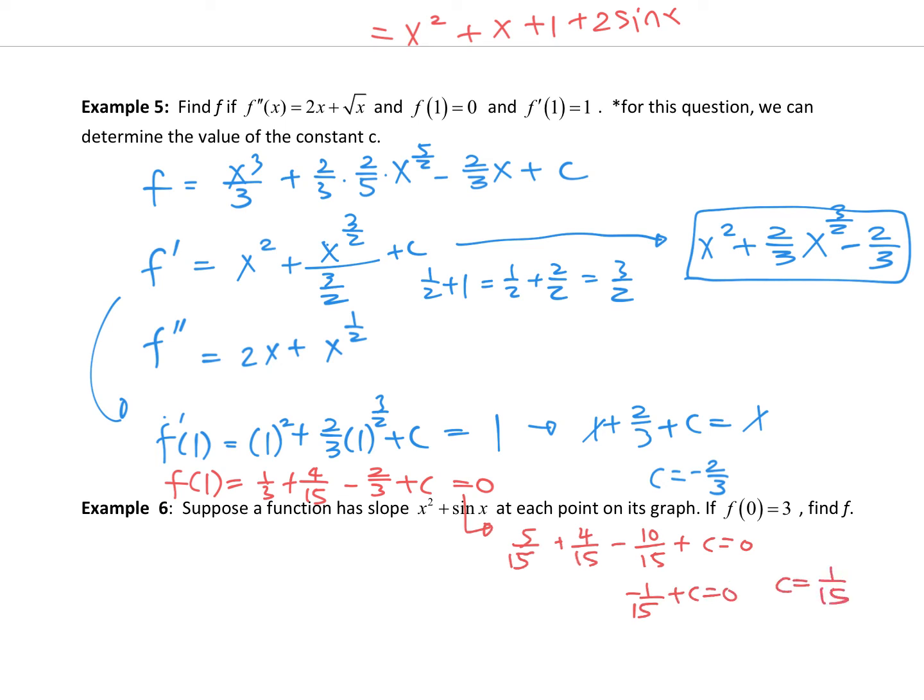Okay, so that means I can go back and erase this part. I'm going to say that's 1 over 15. So that's my final answer. When they give you these extra conditions, we can find the value of c, so you can get an exact answer.